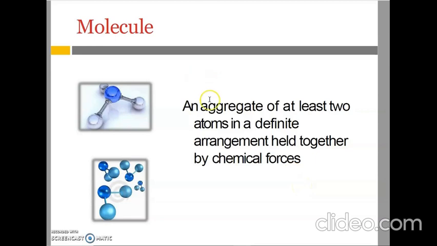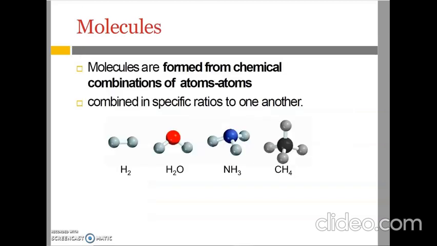Next is molecule. So a molecule is an aggregate of at least two atoms in a definite arrangement held together by chemical forces. Okay, molecules are actually formed from the chemical combination of atoms. They combine in specific ratios to one another. Examples are hydrogen gas, water, ammonia, and so on.